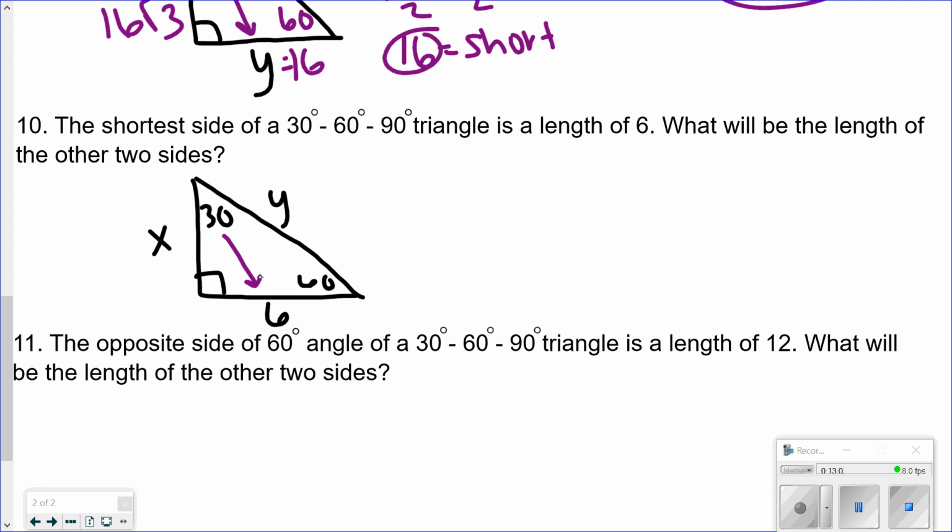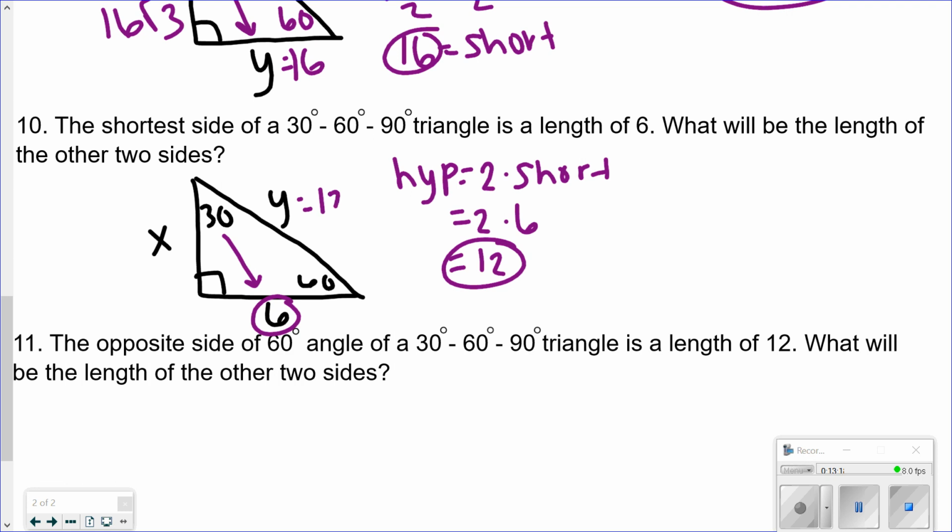So let's first find the hypotenuse. And we know the hypotenuse is equal to 2 times the short side. All right, so 2 times, well, the short side is 6. So my hypotenuse then is equal to 12. So y is equal to 12.